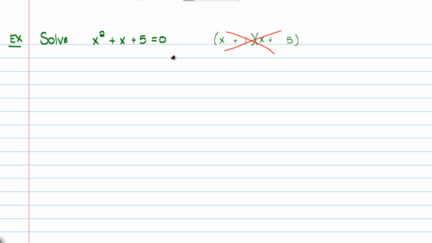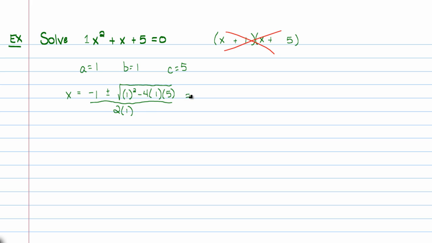So it looks as though we're going to have to jump right into the quadratic formula here. The a for this is 1, so that's the coefficient of the x squared term. The b, which is the coefficient of the x term, is 1. And the c, which is the constant term, is 5. Using the quadratic formula, we get x is equal to the opposite of b, plus or minus the square root of that b being squared, minus 4ac, all over twice the value of a.